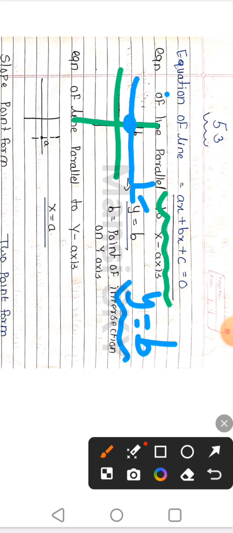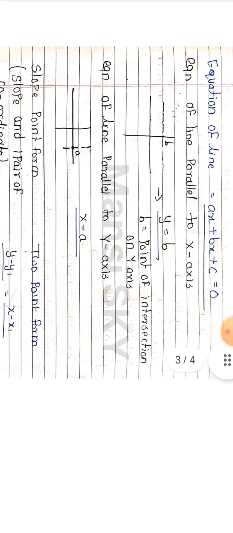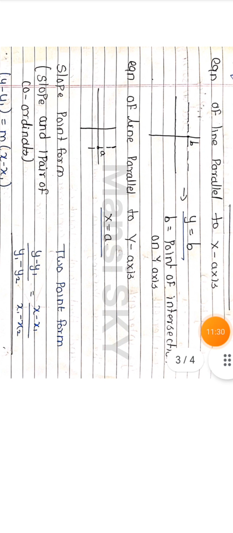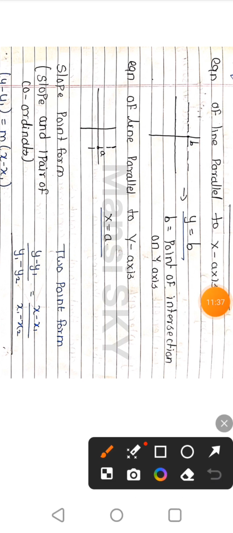What is this b? B is nothing but the point where the line is intersecting the y-axis. So the equation of a line parallel to the x-axis is y is equal to b, and b is the point of intersection at the y-axis. Then the equation of a line parallel to the y-axis.